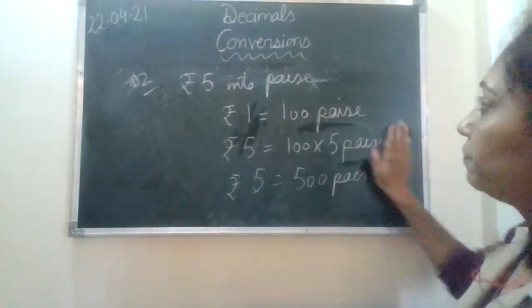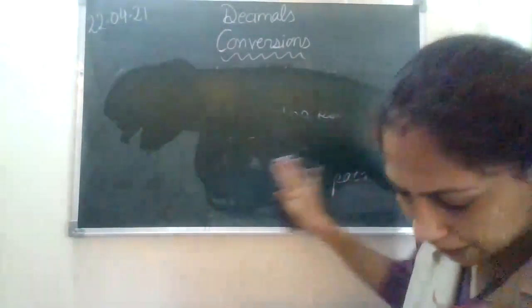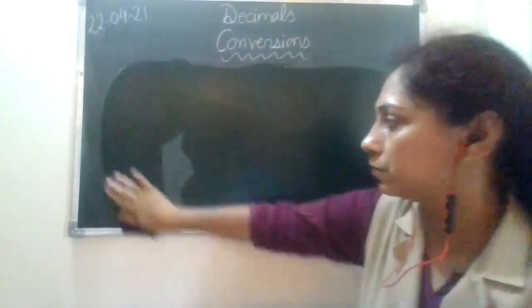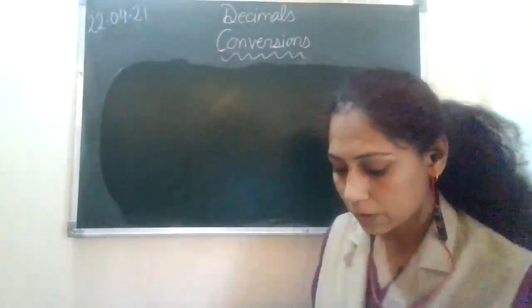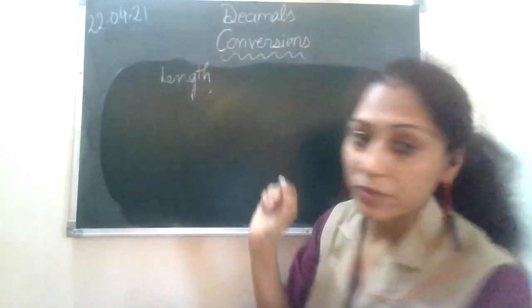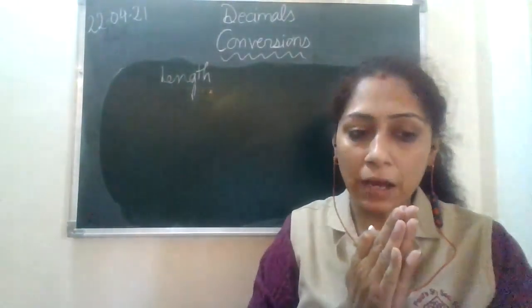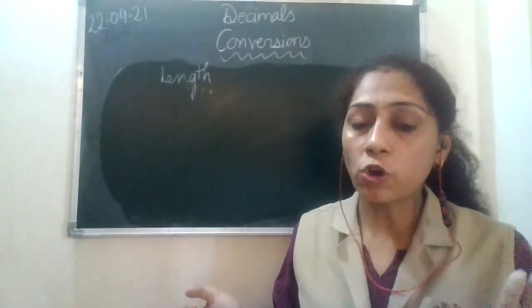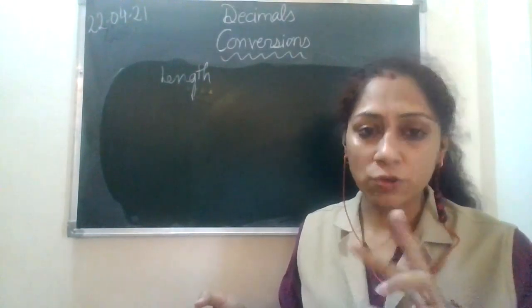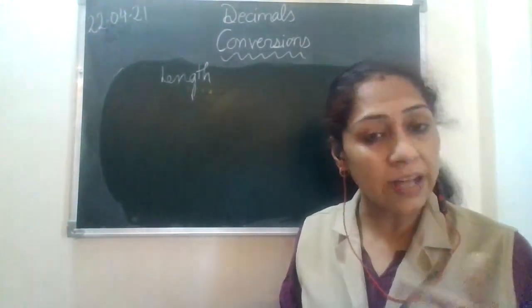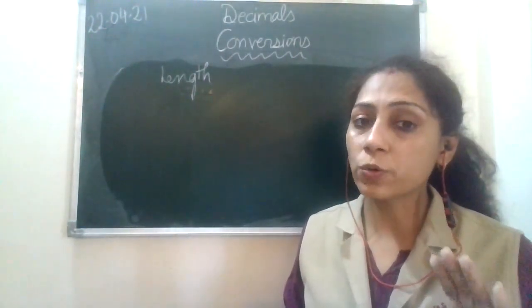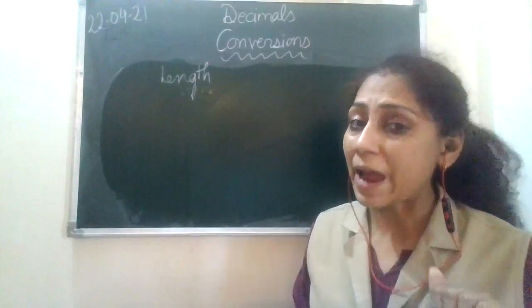The next conversion of the day is your length. Okay, your length. Length is, you have to find the measurement. Everybody uses a scale. Fine. So you can always observe there are two sides on the scale. One side it is inches, the other side is centimeters. Generally we use centimeters, and underneath centimeters also there is a further smaller unit, that is mm.